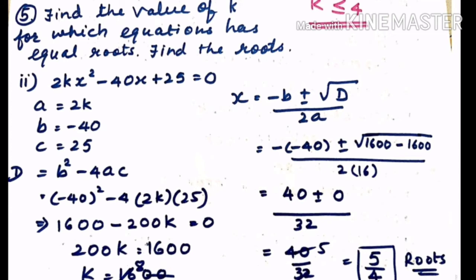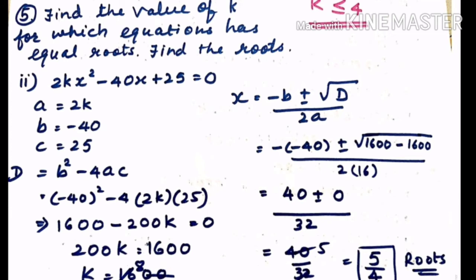Find D is equal to b square minus 4ac. Place the values: minus 40 square minus 4 into 2k into 25. So 1600 minus 200k is equal to 0. Why do I put it equal to 0? Because the roots are equal roots. Whenever the roots are equal, we write discriminant is equal to 0. And then 200k is equal to 1600.